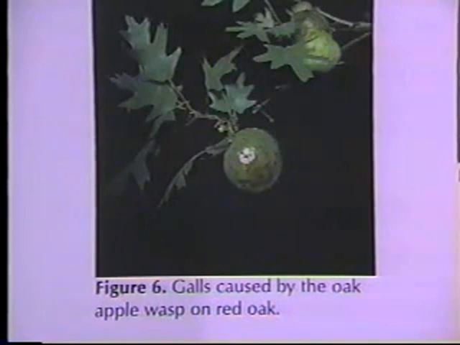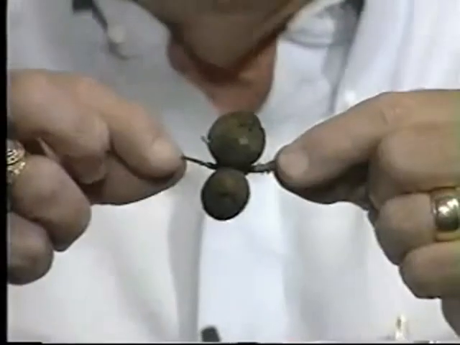And I have a little gall that we can show right here too, that's much larger, or similar to that, that we see on the oak. Maybe I can hold this right here where we can see it. See those?